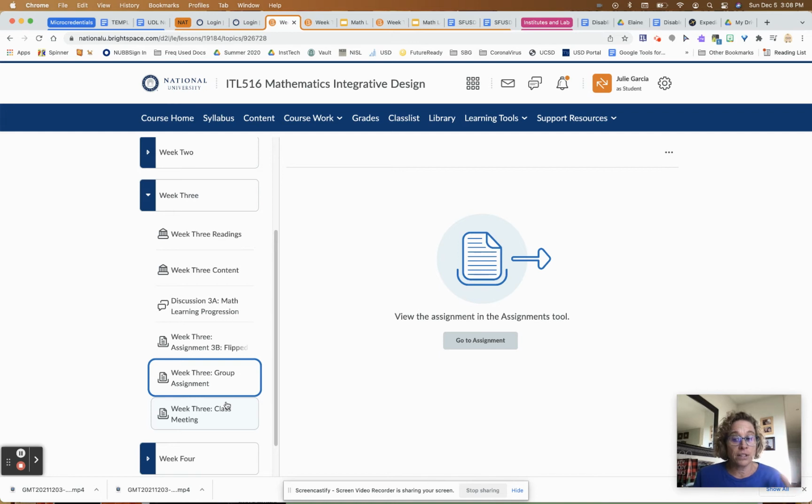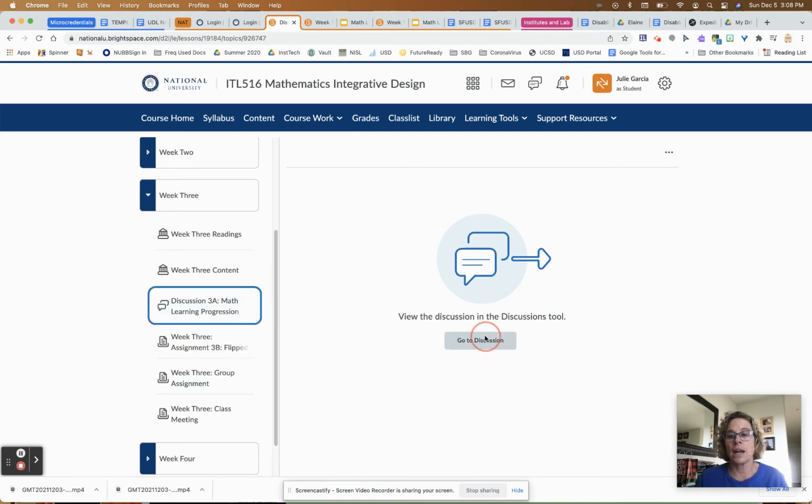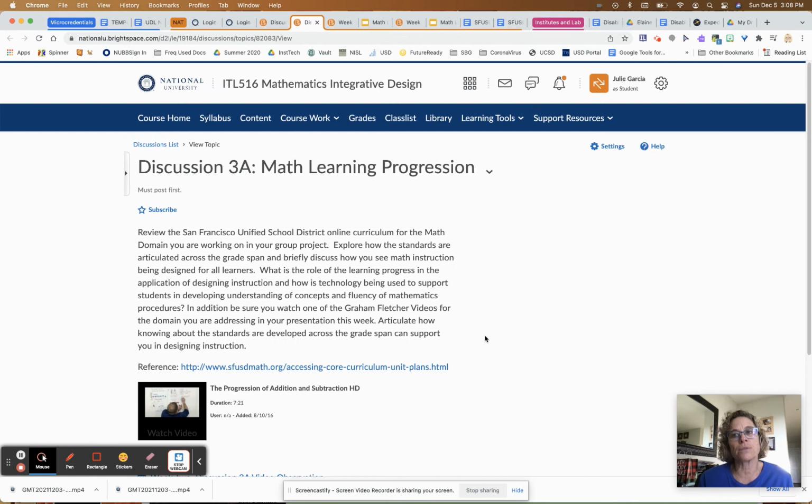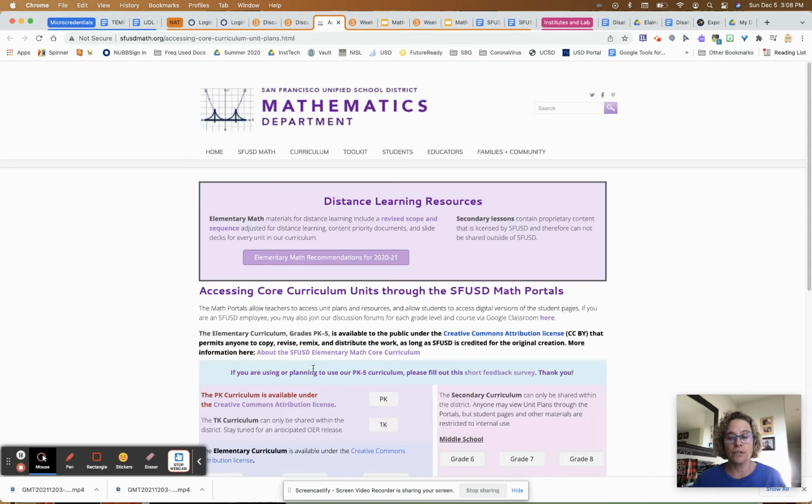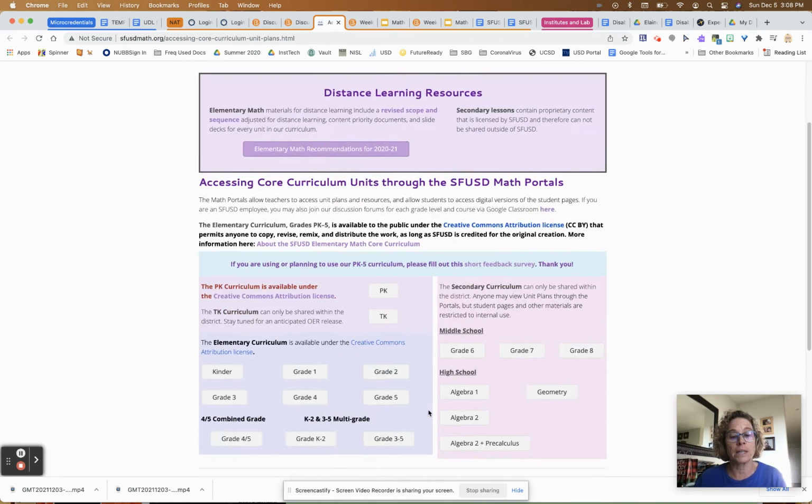So now that you're in your groups and you know that strand or what standard you're focusing on, let's jump into the only discussion for the week. We're going to have you warm up for your group project a little bit by completing this discussion. You're going to do a discussion board post where you go to this San Francisco Unified School District curriculum and unit plans and think about the standard, strand, or progression of learning that you chose as your group, and you're going to use that same one here.